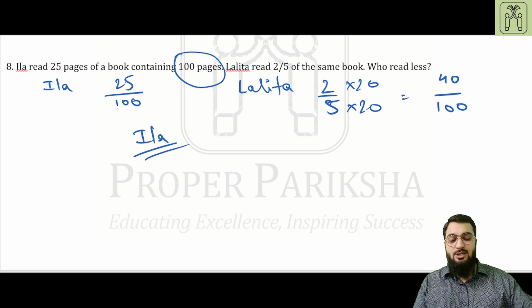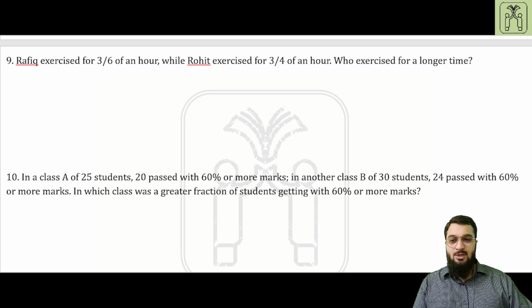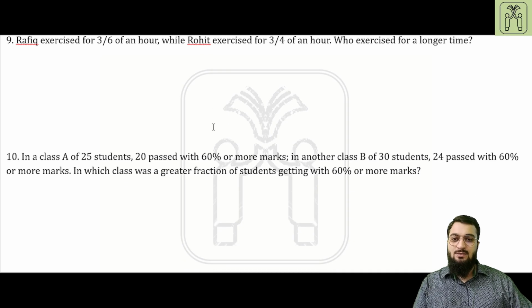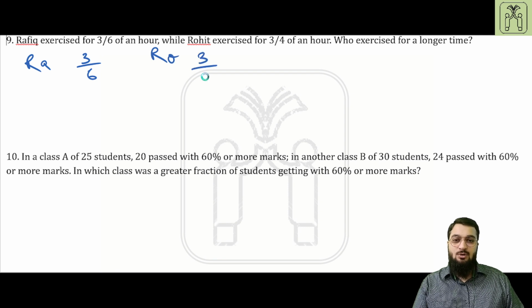Coming to the next question. Question number 9. Rafiq exercised for 3 upon 6 of an hour while Rohit exercised for 3 upon 4 of an hour. Who exercised for longer time? All these questions are somewhat related to equivalent fractions or simplest form of fractions. तो 3 upon 6 तो हम लोग आर ए ले लेंगे, इसको ले लेंगे 3 upon 6 और आर ओ ले लेंगे, इसको ले लेंगे हम लोग 3 upon 4.